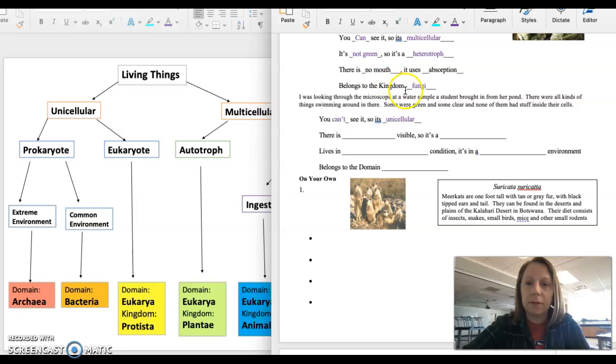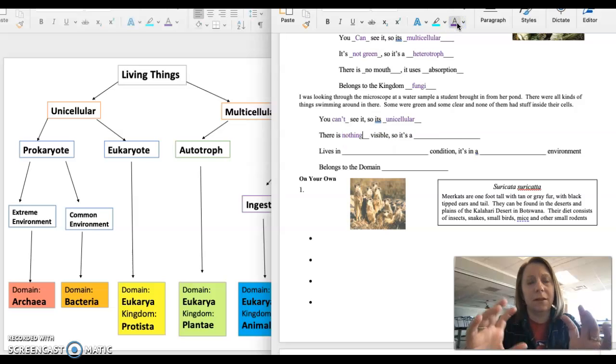Okay, so keep reading. There were all kinds of things swimming around in there. Some were green and some were clear, and none of them had stuff inside their cells. So that's what we needed to know. Nothing was on the inside. I don't love how this is worded, because there is stuff inside the cell, but there's nothing visible with the microscope. So there is nothing visible, so it is therefore a prokaryote.